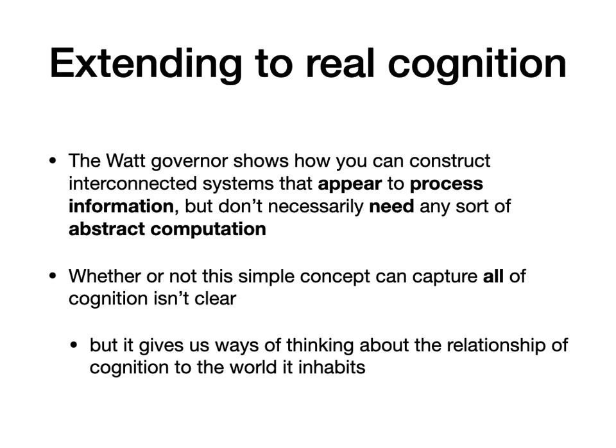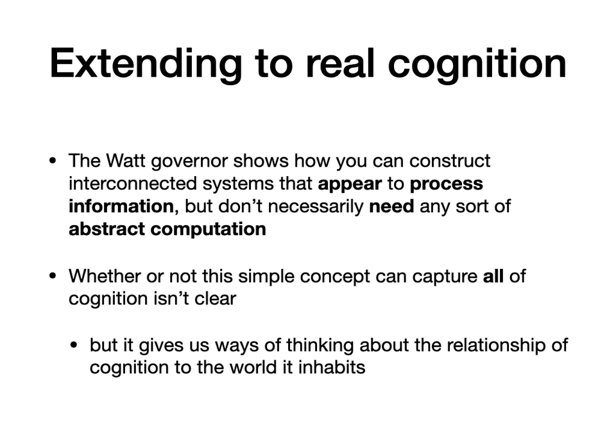So let's extend this into the real cognitive world, a little bit more familiar to us than the explosions inside a steam engine. The Watt governor shows you how you can construct these interconnected systems that appear to process information, but they don't necessarily need abstract computation. They don't need step-by-step algorithms to do it. They have just sort of the physical properties that make it good. So whether that can capture all of cognition, we don't need to address that. But it gives you a way of thinking about the relationship of cognition to the world that it lives in.